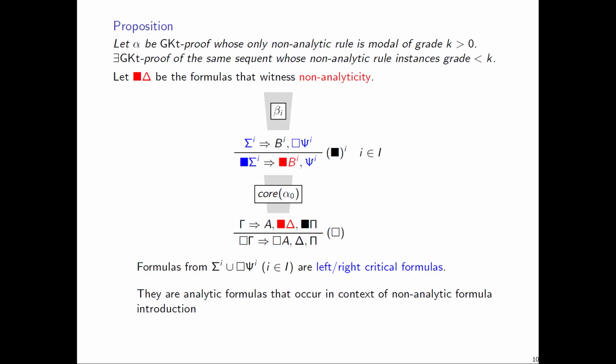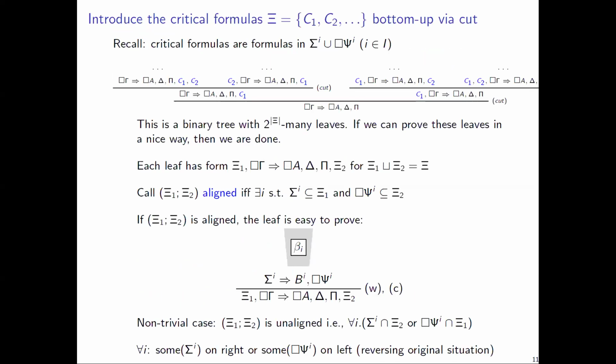So there are analytic formulas that occur in the context of non-analytic formulas. I know that they're analytic, by the way, because I chose the topmost bad one. So everything else is good. Okay, and here's the first thing. I'm going to give it to you as an algorithm.